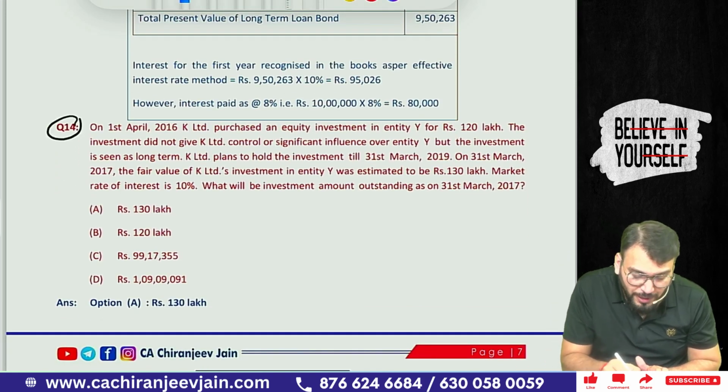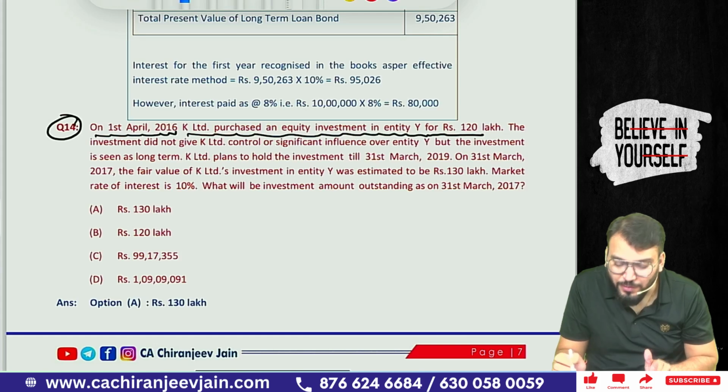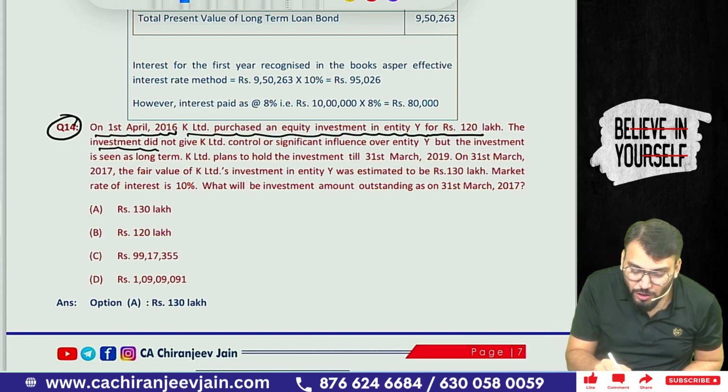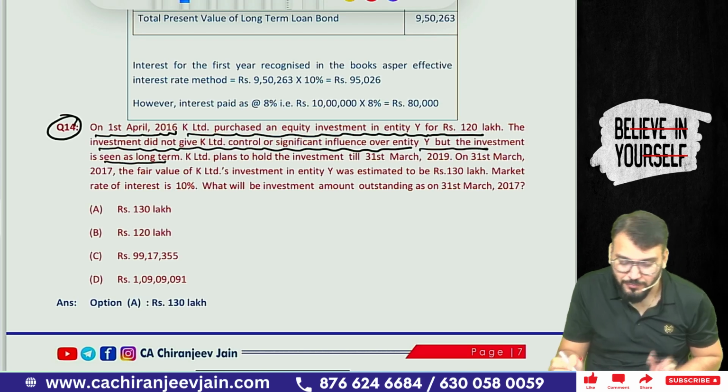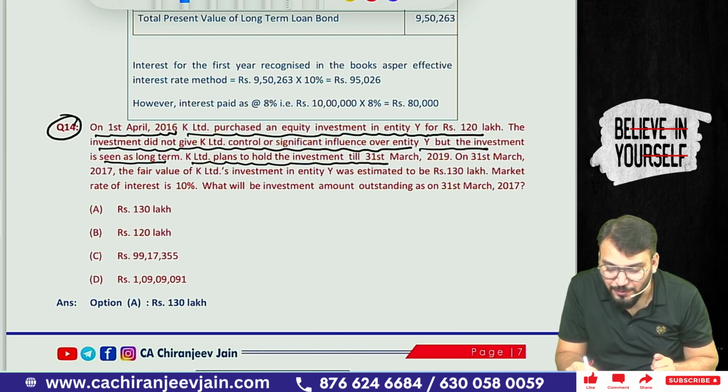Come to question number 14. On 1st April 2016, K Limited purchased an equity instrument in entity Y for rupees 120 lakh. So they purchased an equity investment. The investment did not give K Limited control or significant influence over entity Y, but the investment is seen as long term. K Limited planned to hold the investment till 31st March 2019.